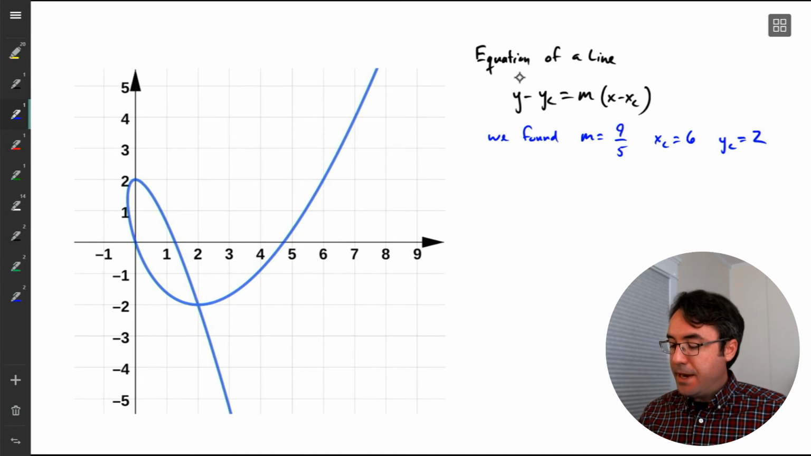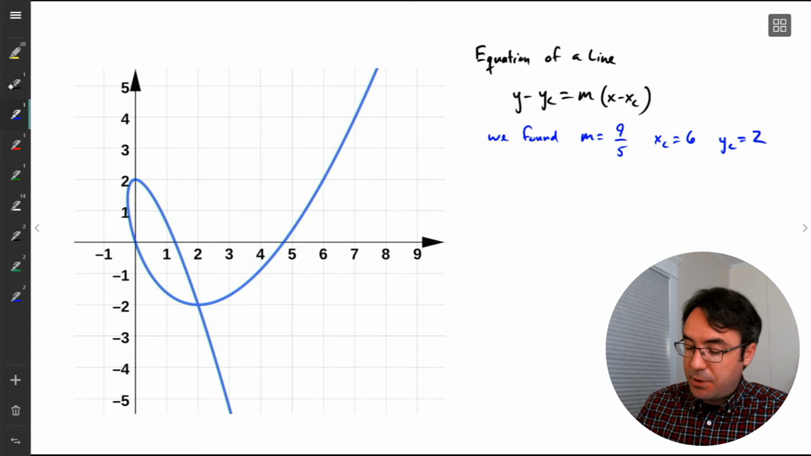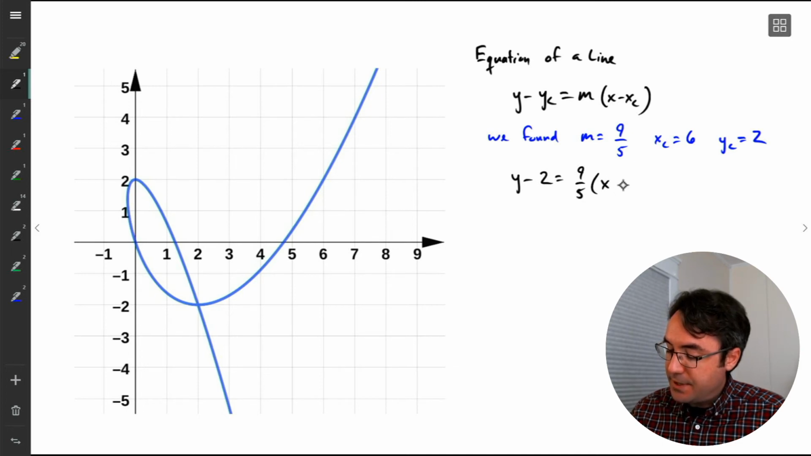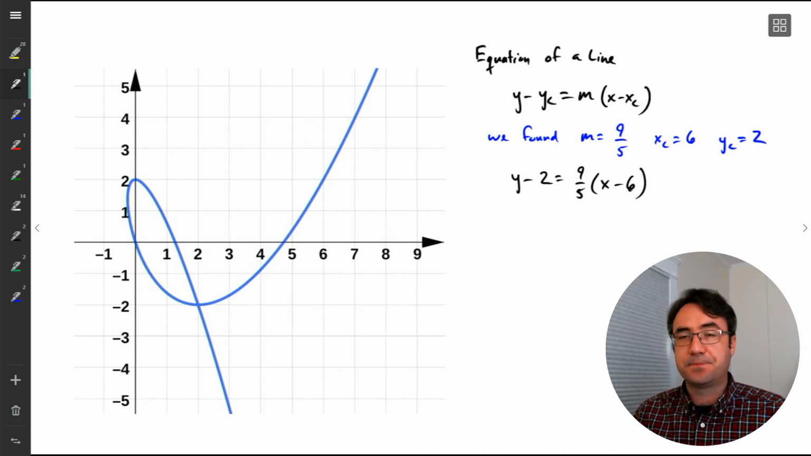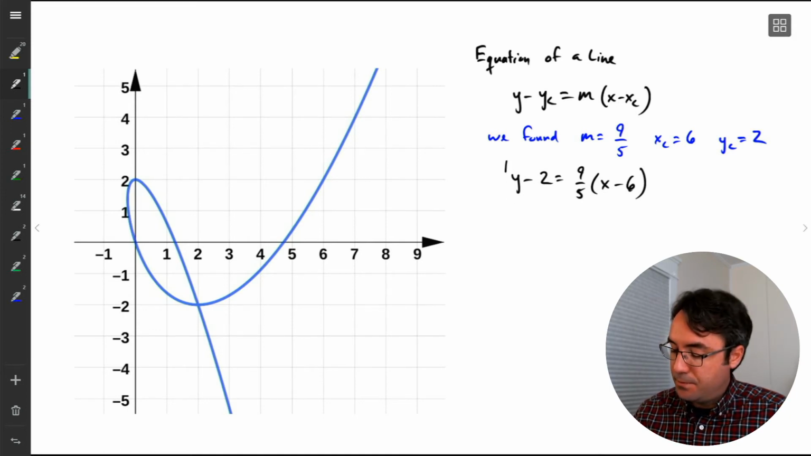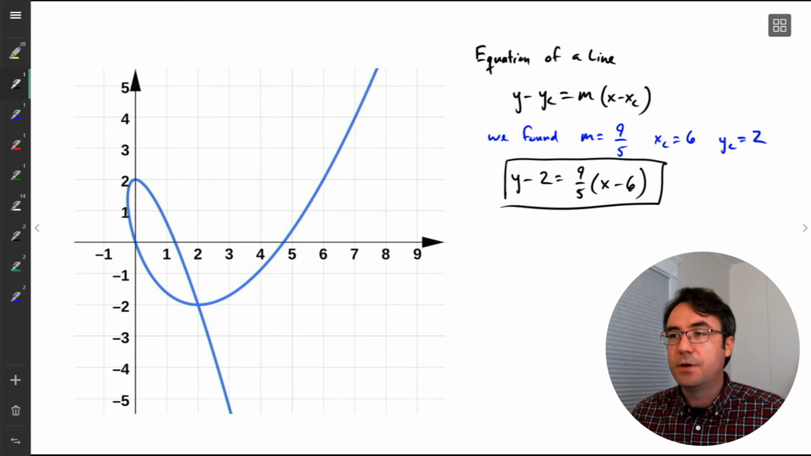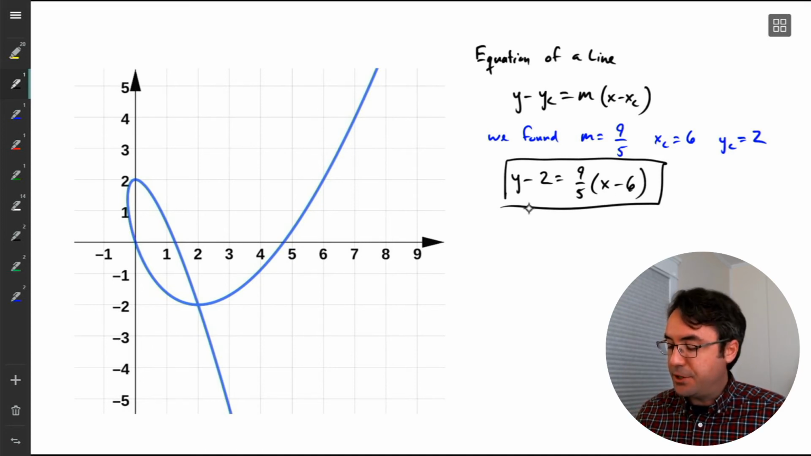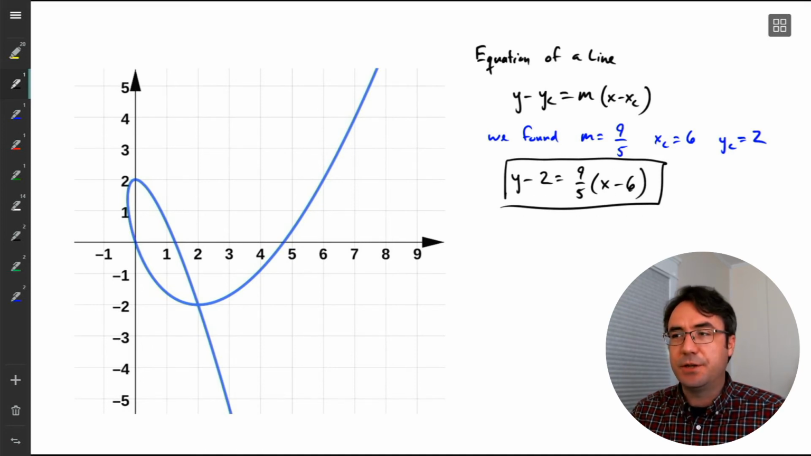All right, so in any case, though, we ended up with our 3 ingredients that we need for our equation of a line. So now we're just going to plug in. So we get y minus 2 is equal to 9 over 5, our slope, times x minus 6. And there we go. We have our equation of the tangent line. And if we wanted to, we could solve for y here to get in the form y equals mx plus b. But I'll leave that up to you. So here we go with our equation of the tangent line.